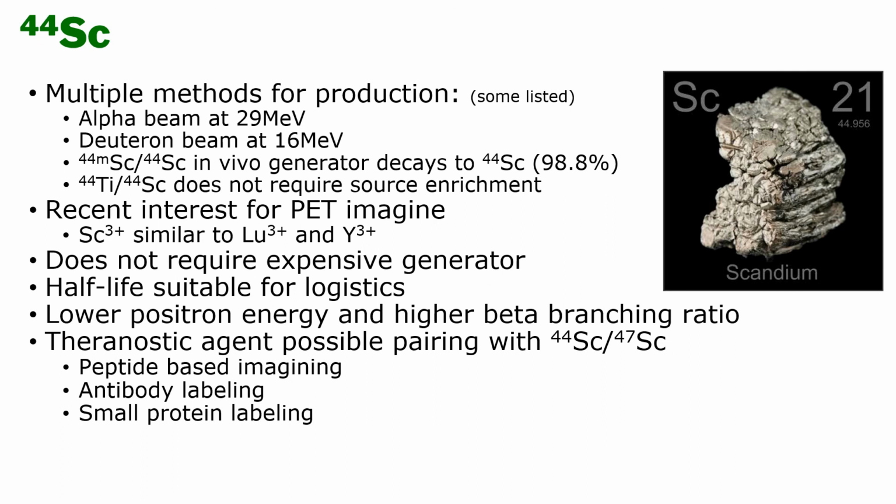Scandium-44 has a vast list of methods for production, making sourcing very easy to come by. Currently it requires an intermediate energy cyclotron from 28 megaelectron volt alphas or 16 megaelectron volt deuterons. In vivo generation, which is where it goes through its half-life process within the body to generate the desired isotope, allows for more complex combinations of properties for medical use.